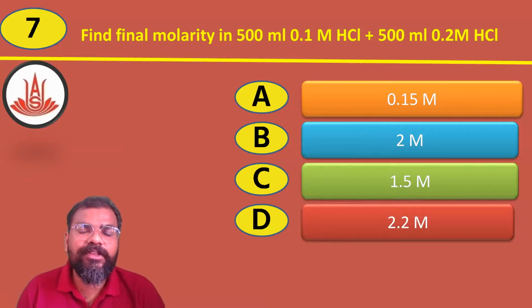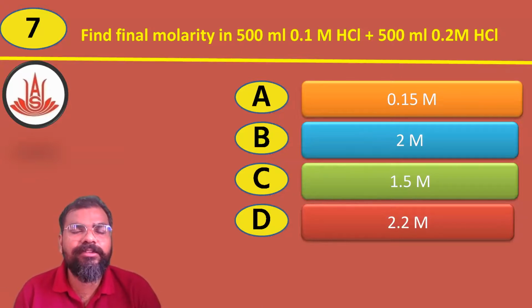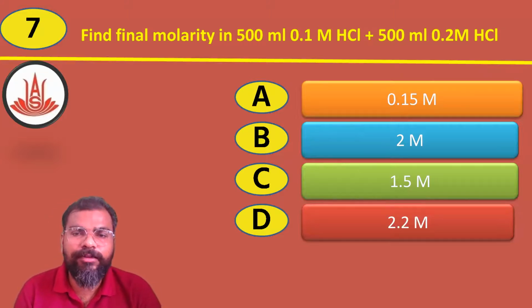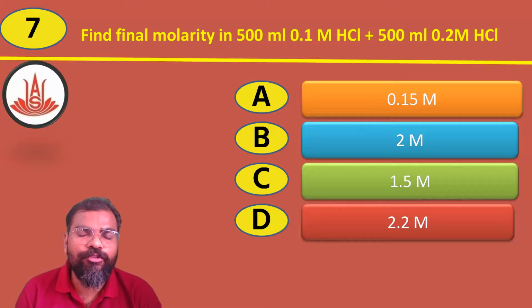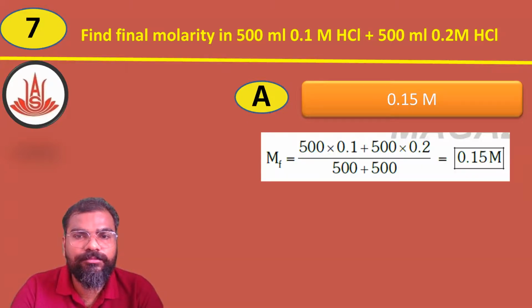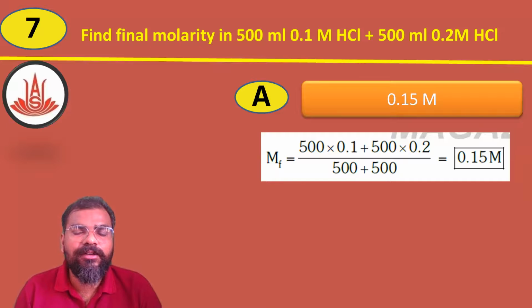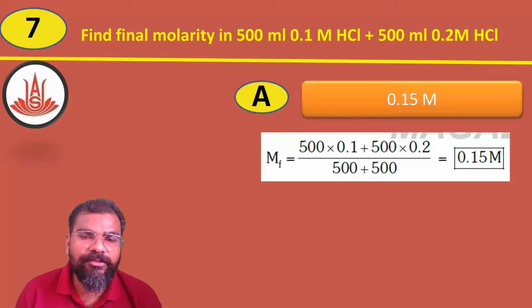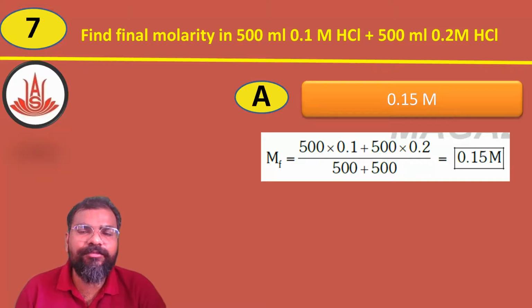जैसे previous question किया, वही तरीके से ये वाला question भी हमें simplify करना है. There are 4 options they have given: 0.15 molar, 2 molar, 1.5 molar and 2.2 molar. So here the molarity of the final solution is 500 multiplied by 0.1 plus 500 multiplied by 0.2, divided by 500 plus 500, so it would be 0.15.